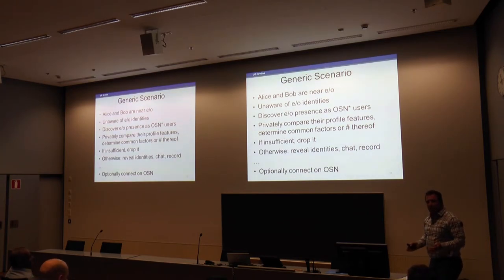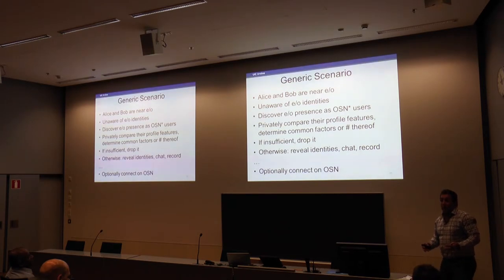They discover each other's presence as some OSN users. Now I have an asterisk there, and what it means is not just OSN users, but OSN users who chose to take part in such interactions. I want to make sure that not everybody is forced to take part in such interactions. If they don't choose to be, they don't need to.